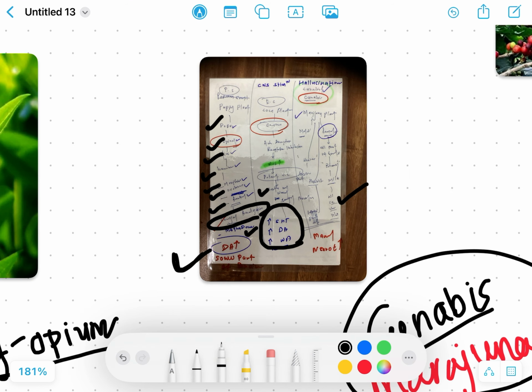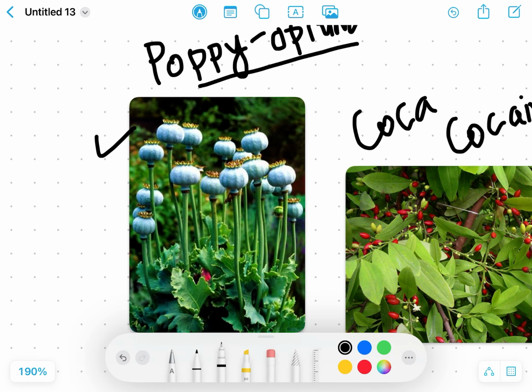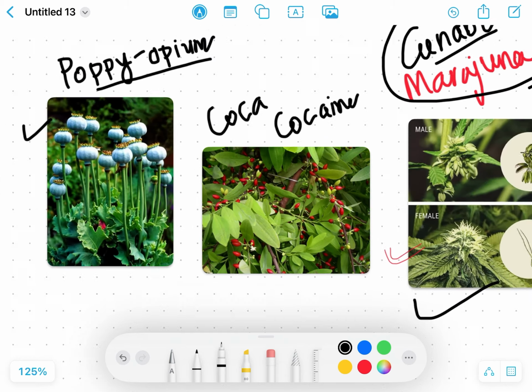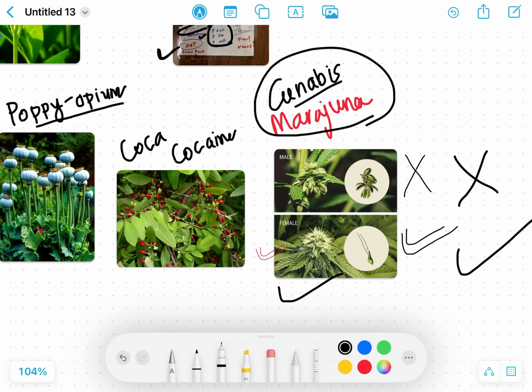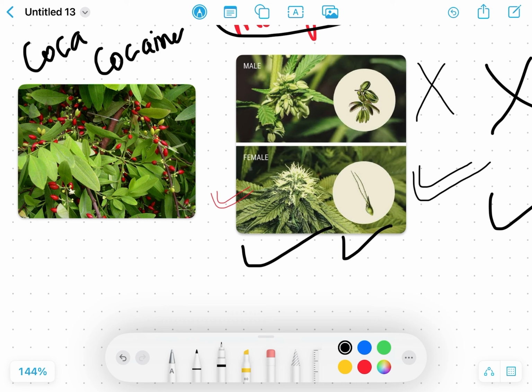So always remember the use. First, opium. Opium comes from the poppy plant, which looks like this. Coca plant, cocaine, looks like this. And cannabis, marijuana, looks like this. But you have to recognize the female plant. The male plant looks like this, but the female plant looks like this.